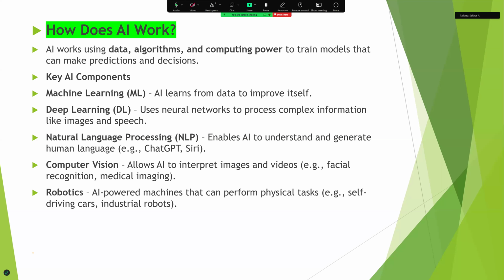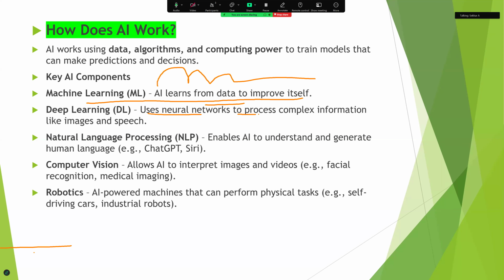What is machine learning? I am giving a single-line definition: AI learns from the data and improves itself. AI is learning from the data every second.